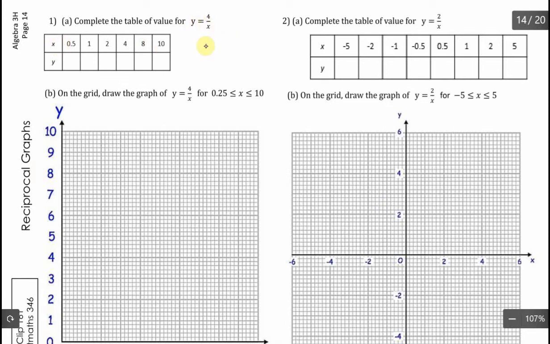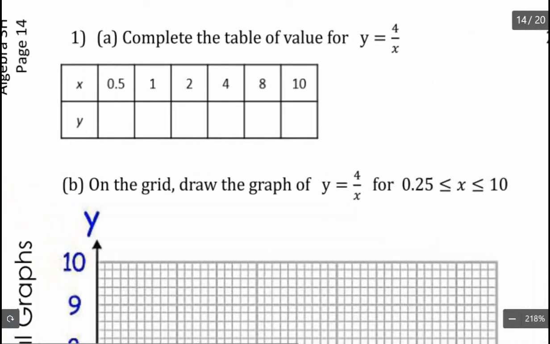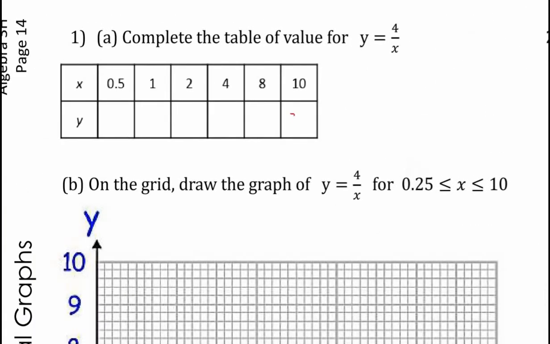Okay, so let's start with 10. Let's replace x with 10. So 4 divided by 10 would be 0.4, and I'm going to give my answers here as decimals. You could give them as fractions, but I think it just becomes a bit harder to graph that way. Okay, 4 divided by 8 is the same as 1 over 2, which is a half, or 0.5. 4 divided by 4 would be 1. 4 divided by 2 would be 2. 4 divided by 1 would be 4. And 4 divided by 0.5 would be 8.